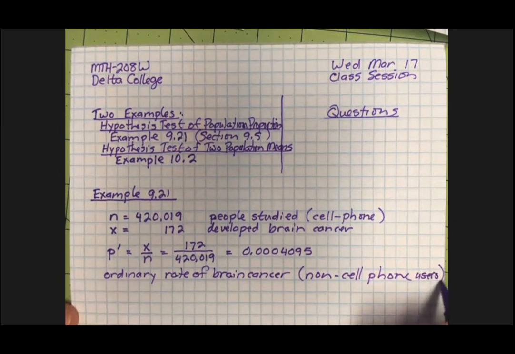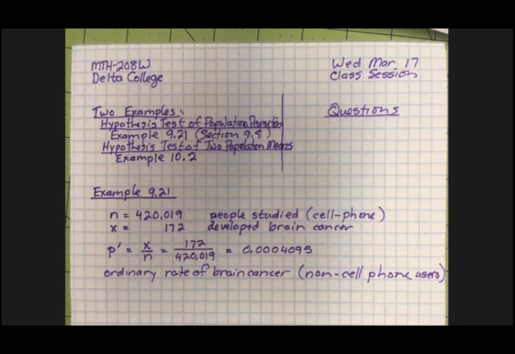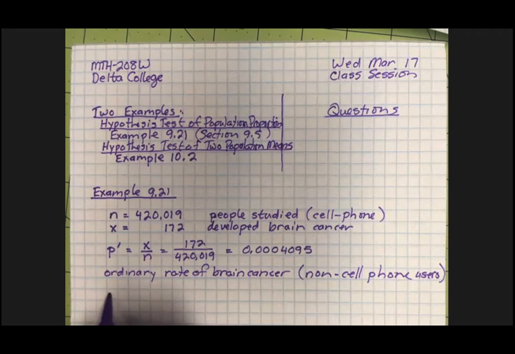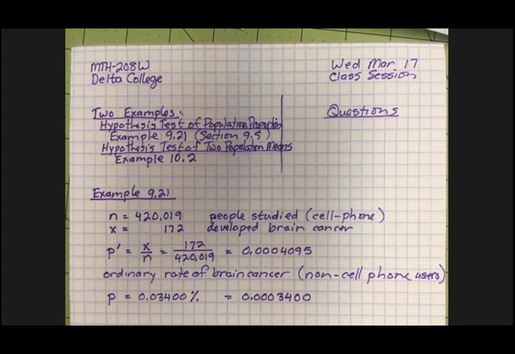Now you're asking, where did they get non-cell phone users? Because it seems like pretty much everybody's got a cell phone now. Well, we do have many, many records from before the time of cell phones. I cannot tell you when was the first cell phone or when it was widely adopted, but we could look up records. We do have brain cancer rates from many years in the past where people didn't ordinarily use cell phones. That ordinary proportion is about 0.03400%. To turn that into a number, I divide by 100, which means I put two more zeros in there, 0.0003400. Now I'm comparing these two numbers.